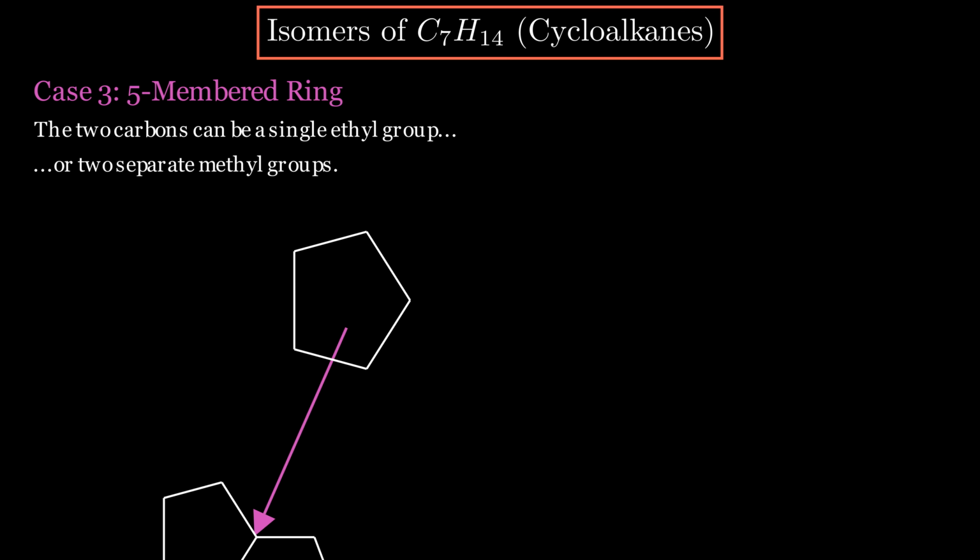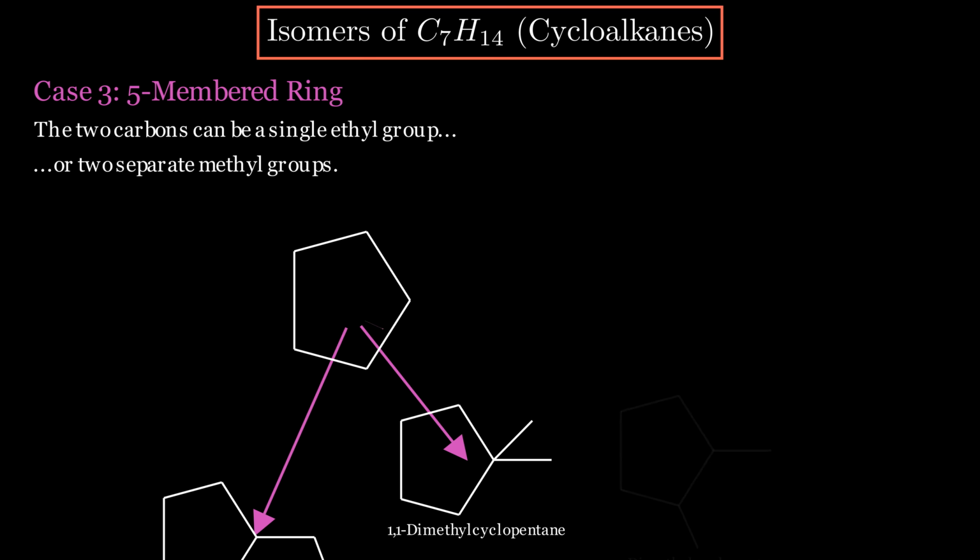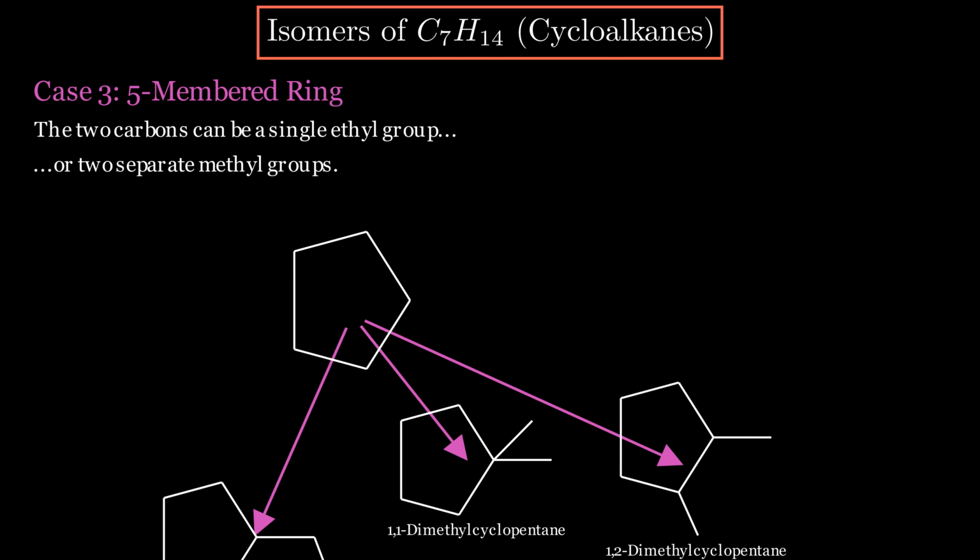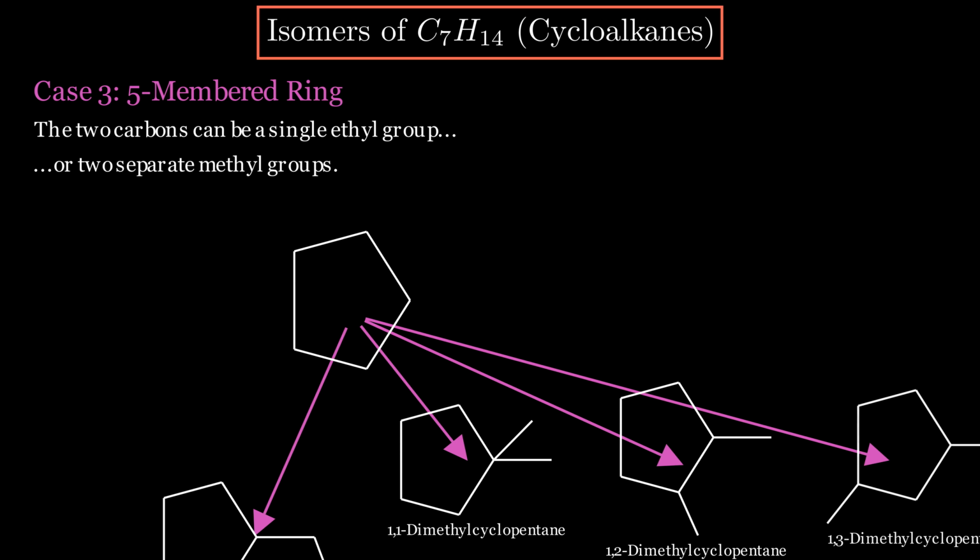Alternatively, we can add them as 2 separate methyl groups. Placing both on the same carbon gives 1,1-dimethylcyclopentane. Placing them on adjacent carbons gives 1,2-dimethylcyclopentane. And placing them on carbons 1 and 3 gives 1,3-dimethylcyclopentane.